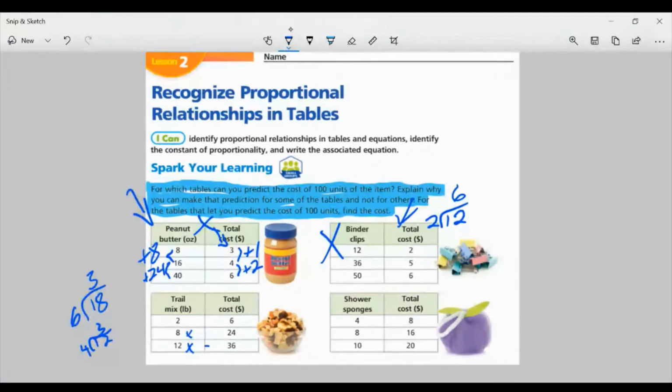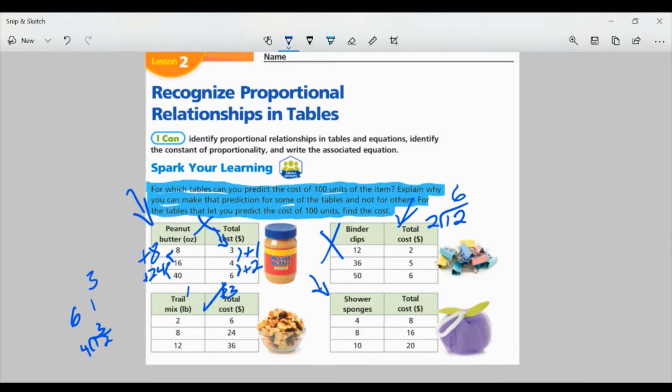So technically for this one, I can figure out how much it is for 100 of them, right? I could predict that. I know if I had 1 pound, it would be $3 based on this rate. So for 100 pounds, 100 times 3, I'm looking at $300 for 100 pounds of trail mix, right? All right, so let's look at the shower sponges.